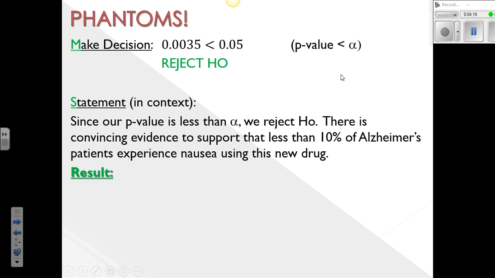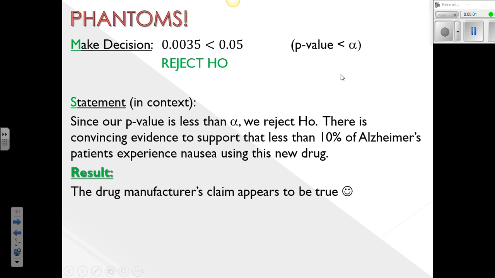So what's a result of this? So what did we just support? What claim did we support? The less than 10% of patients who experience nausea using this new drug. What was in the stem of the problem? Did you guys read? Well, hopefully not. Because if you take a drug, do you want to experience nausea? Generally not, right? Do we have that? We have less than 10%. What's the manufacturer? What do they claim?